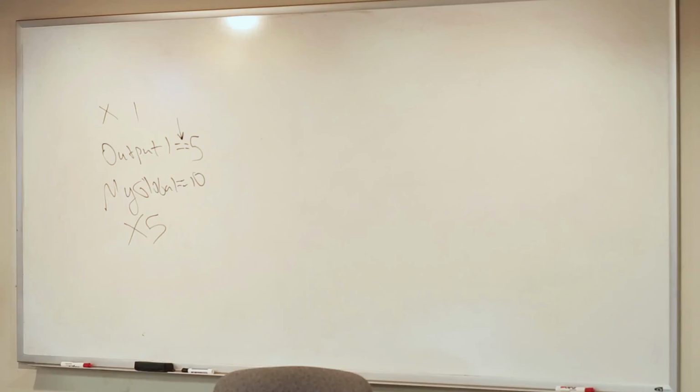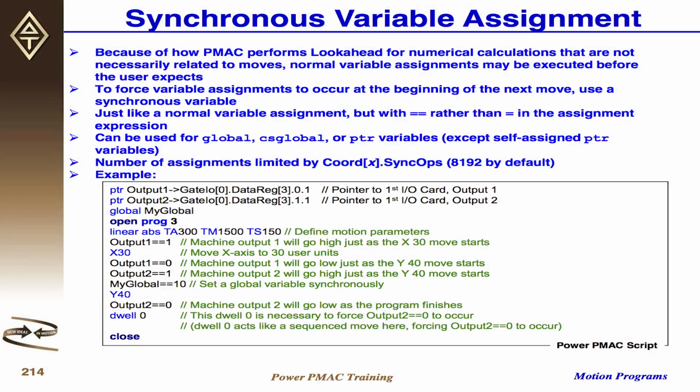Something very important to note, however, if you want an assignment to occur exactly at the end of your program, you need to use a synchronous variable assignment and then a dwell 0. Otherwise, it may not execute at the point that you desire. So here, output 2 will be set equal to 0 exactly as the program ends. A dwell 0 technically counts as a sequenced move of 0 time and 0 distance. So you can use that to force a synchronous variable to be assigned.